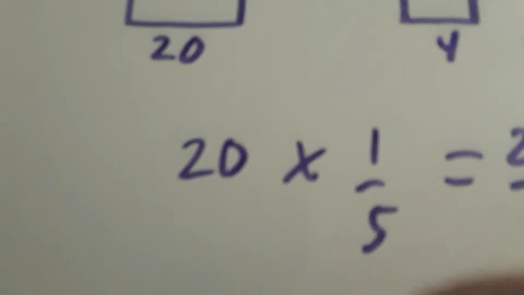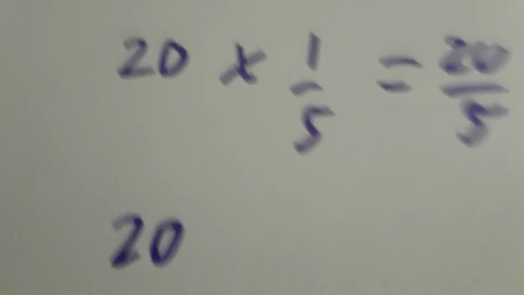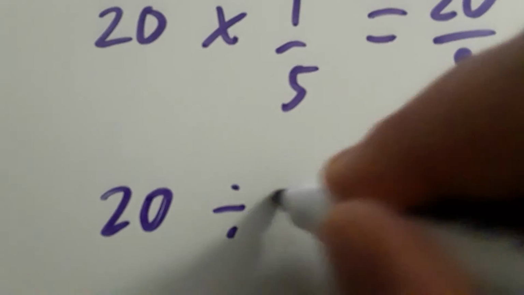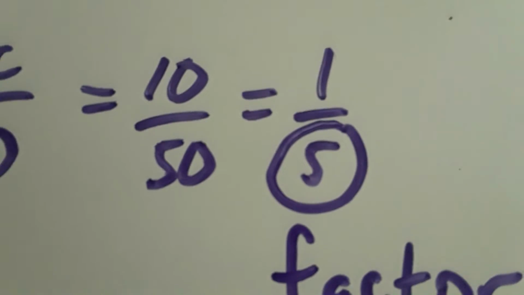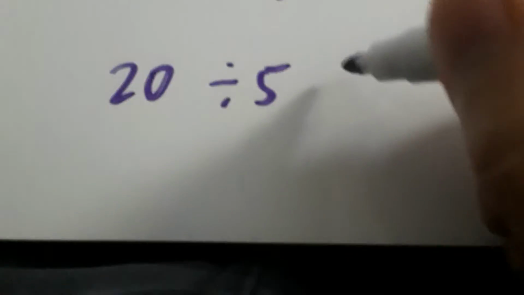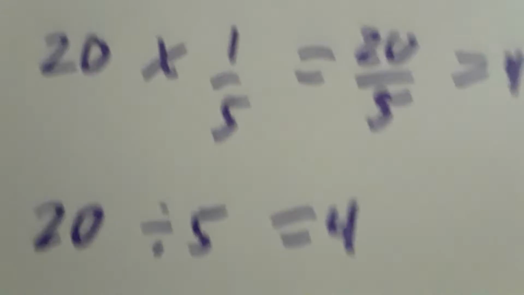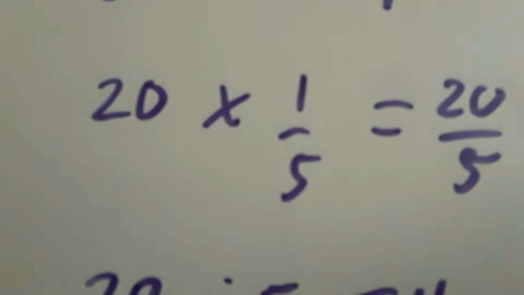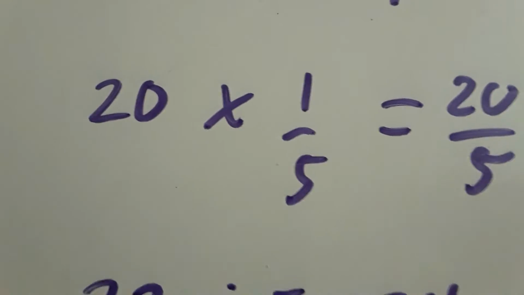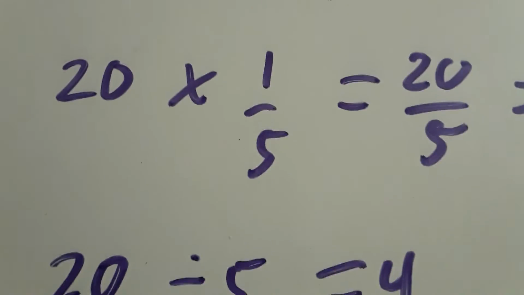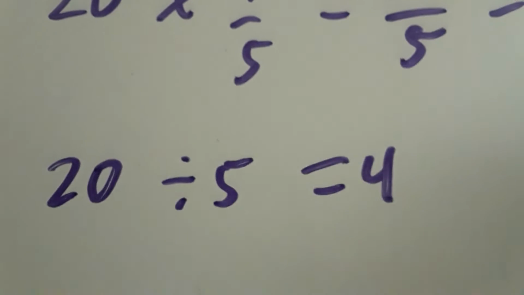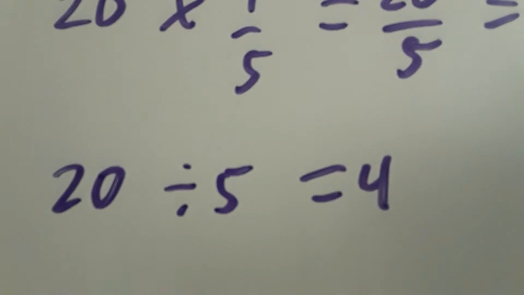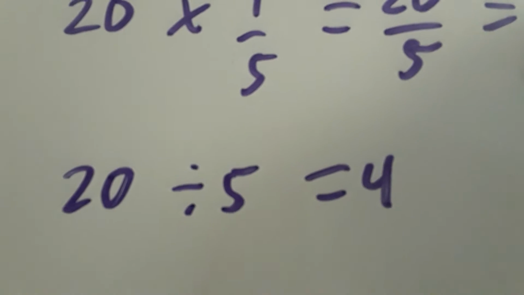Or you could just take 20 and divide it by the factor of enlargement, which is, again, the denominator in your scale factor of 1/5. Okay? So, again, if you're looking for a missing side, you can either multiply by the scale factor, you can divide by the factor of enlargement, or you could set up a proportion.